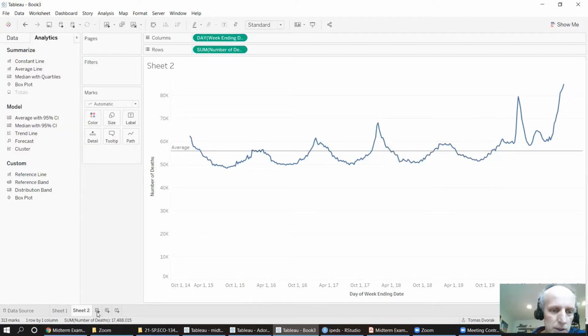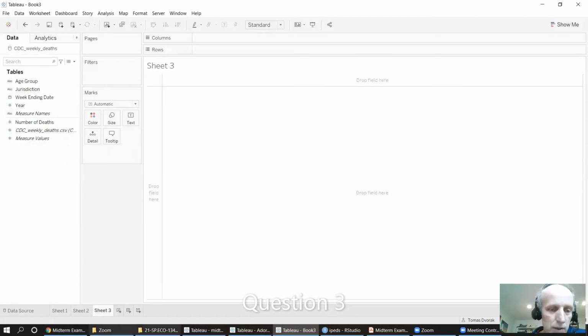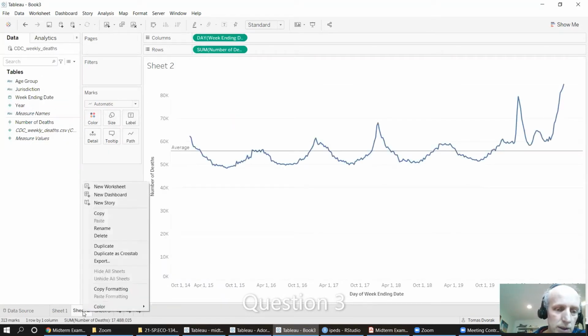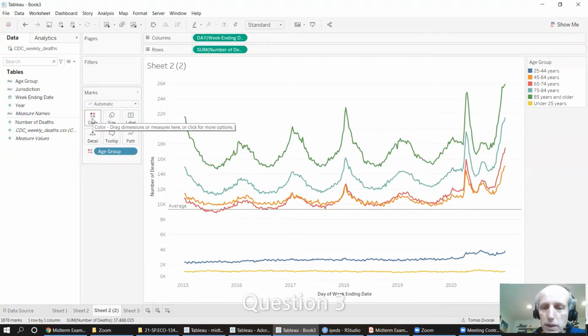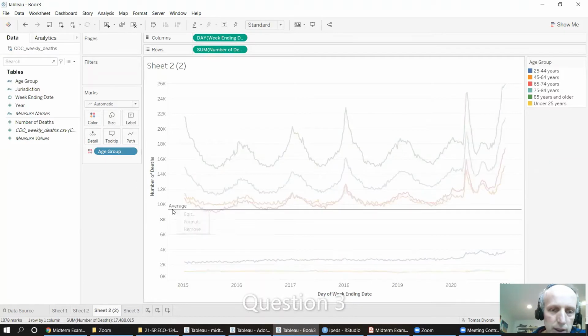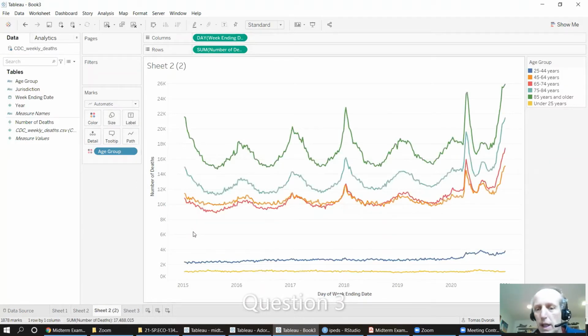All right, fantastic. So that's question number 2. In question 3, we're supposed to create the same thing. So let's actually duplicate this slide, but make a separate line for each age category. So let's just drag the dimension of age onto color. You can actually get rid of the average line, and now we have 6 separate lines, one for each age category. What do we see?